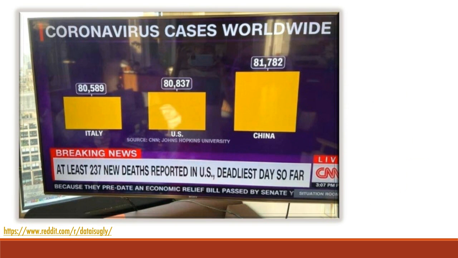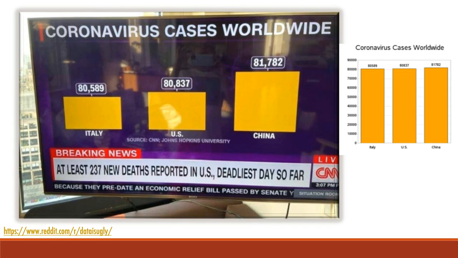Here's a graph that was displayed on CNN a few weeks ago, and it's showing coronavirus cases worldwide. It shows 80,000 for Italy, 80,000 for the US, and 81,000 for China. But what you'll notice is that the bar for China is about 50% bigger than the bar for the US. This gives you the impression that there are many more cases in China compared to the US. But I regraphed these data into a proper bar graph, and you can see that the story looks very different when graphed correctly. There isn't really much difference between 81,000 and 80,000.